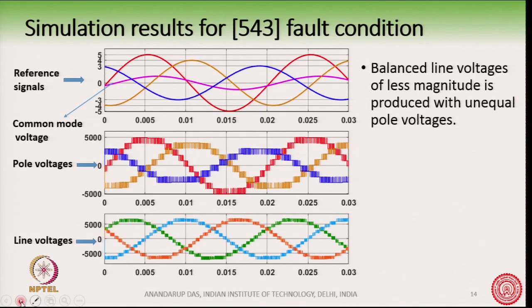Now, when you have a 5-4-3 condition, then the reference signals have become unbalanced, 5 here, 4 here, and the blue one is 3 here, and we see that a common mode voltage has started to appear. The pole voltages you can see are unbalanced, the red one, yellow one and the blue one, they are unbalanced. However, the line voltages are completely balanced here.